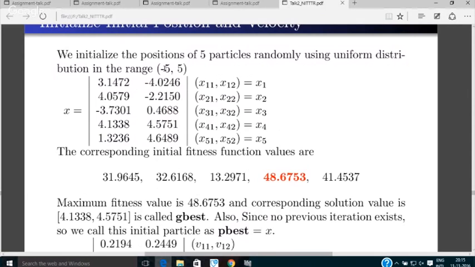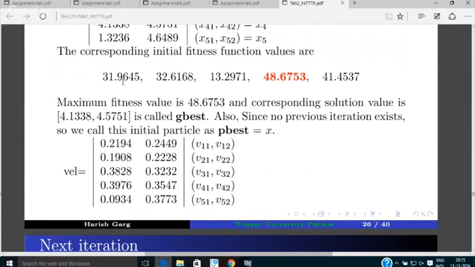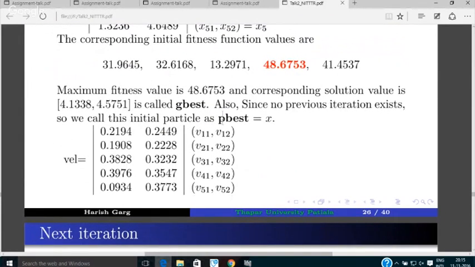We have to update all these values. Instead of 3.1472, we have to see whether 3.1472 is the best or not. We have to update all these positions up to the 20th iteration. If we are still unable to find the best position, we can stop. Otherwise, go to the 21st, 22nd, and 30th iteration, depending upon your need, your time, and your complexity. Since there is no previous position, our personal best is based on my original value.